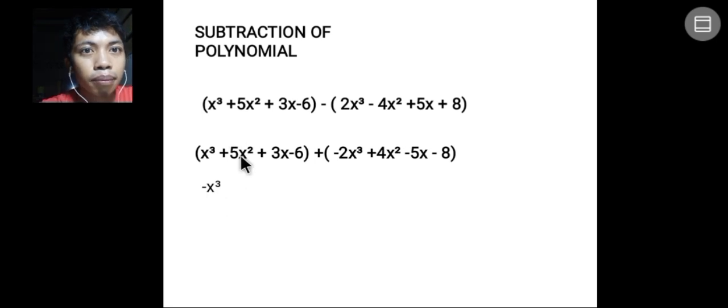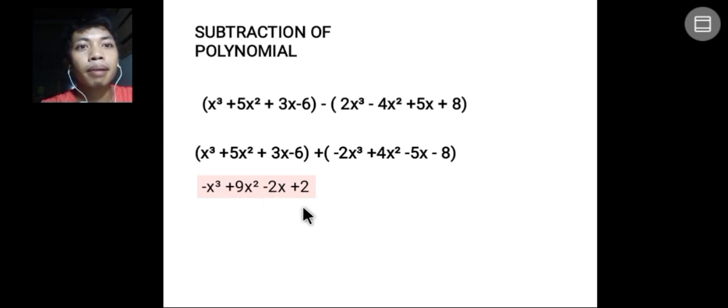Then 5x squared plus 4x squared is equal to 9x squared. Then 3x plus negative 5x is equal to negative 2x. Then lastly, the constants, we need to add: negative 6 plus 8 is equal to positive 2. And this is now our final answer: negative x cubed plus 9x squared minus 2x plus 2.